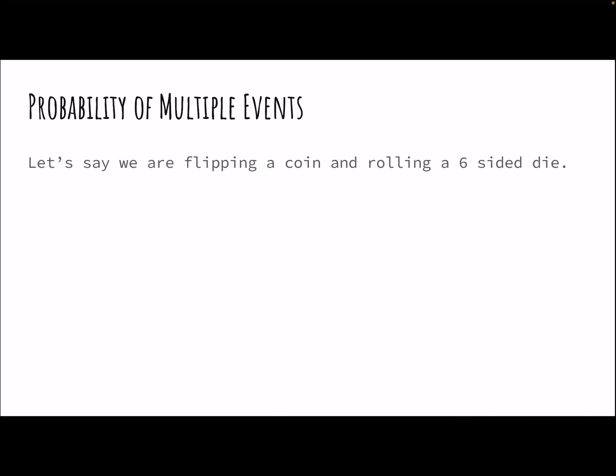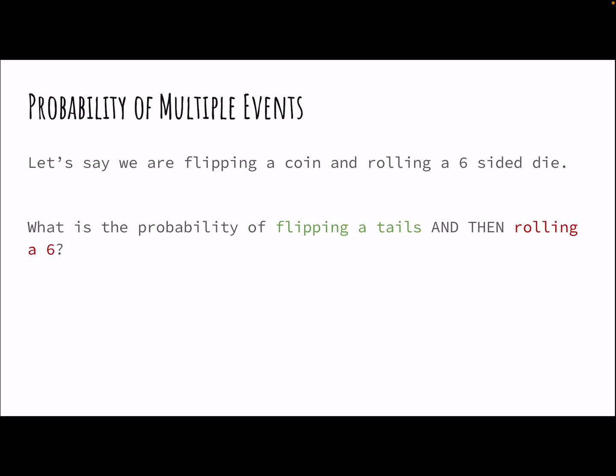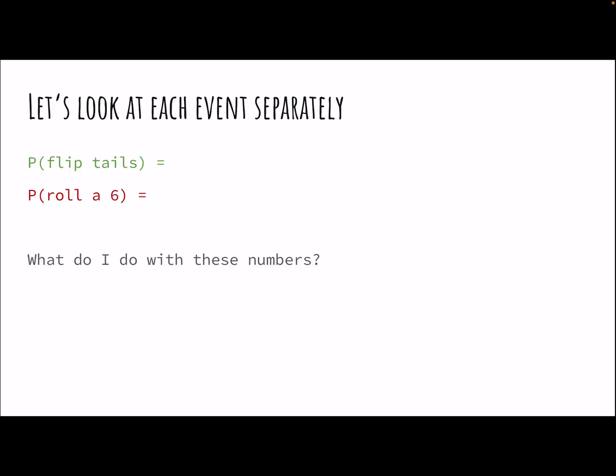So let's consider we're flipping a coin and rolling a six-sided die. In this situation, we want to know what's the probability of flipping tails on the coin and then rolling a six. So in order to do that, we need to think about two different events here, flipping the coin and rolling the die.